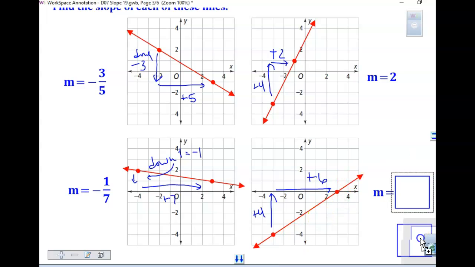And then this last one, as we are taking a look, up 4 and over 6. So if you're looking at 4 over 6, 4 divided by 6 simplifies to 2/3. And again, thinking about that line or thinking about the face, if you need to look at those.